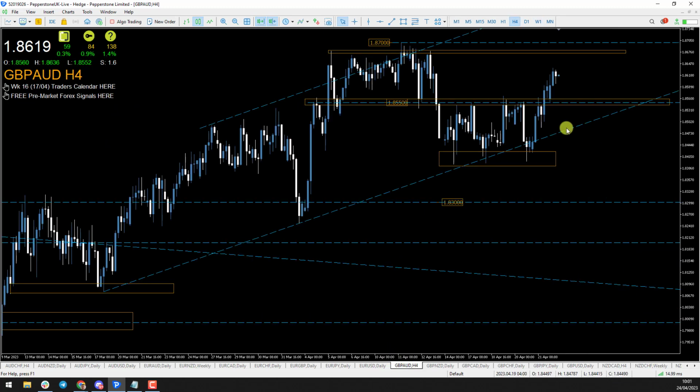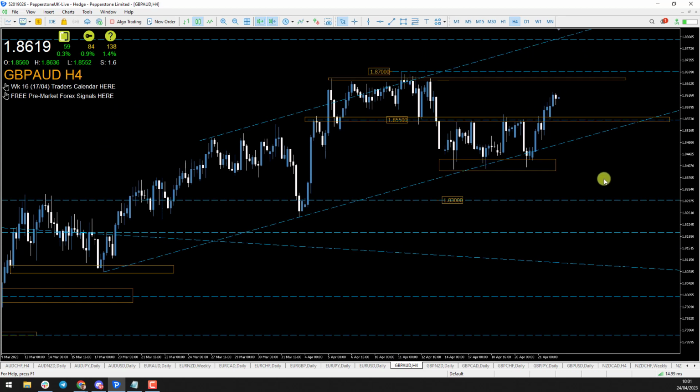But I like pound Aussie the best. I think it's got a good area of structure we can work with, lots of potential upside. So keep that in mind for this trading day or this trading week. Set some alerts, maybe set some limit orders, and see how this one plays out.